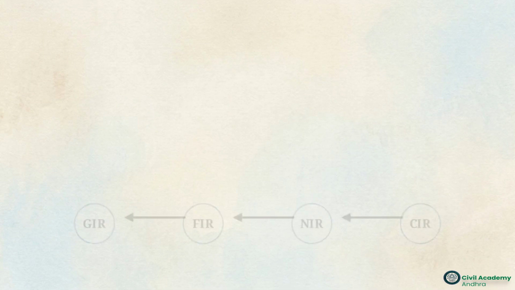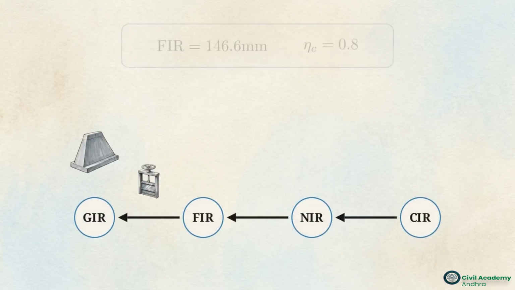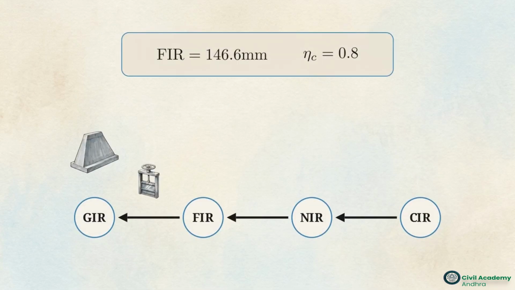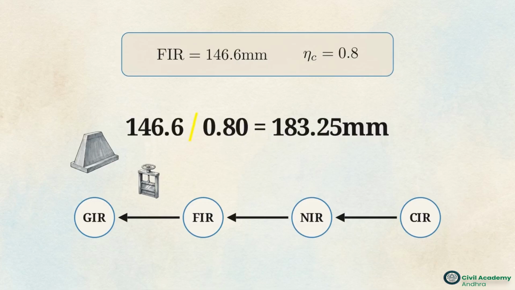Let's test this logic. If a field requires 146.6 millimeters of water, and the canal network delivering it operates at an 80% conveyance efficiency, what is your gross irrigation requirement? You have 3 seconds. The answer is 183.25 millimeters. You divide by the 80% efficiency factor. You do not multiply. You must source more water at the dam than the field actually needs, because 20% of it will be lost in transit.